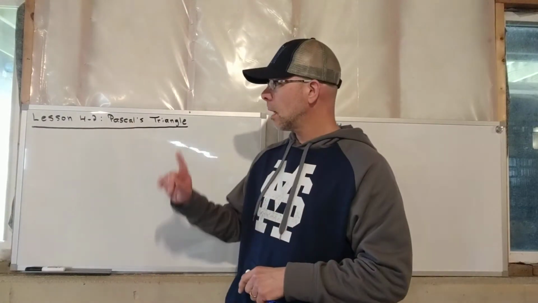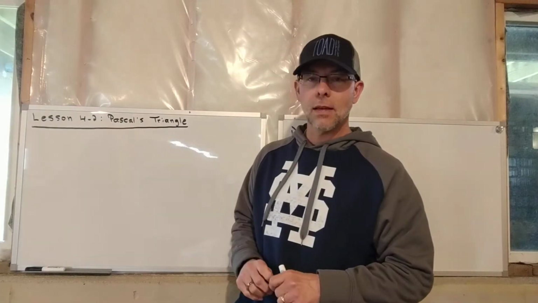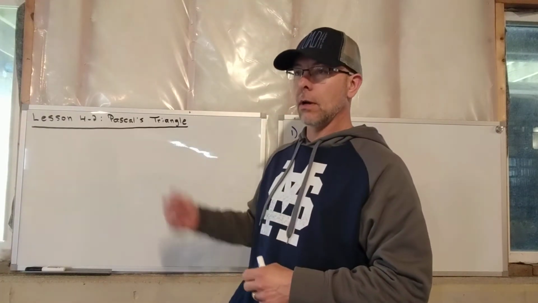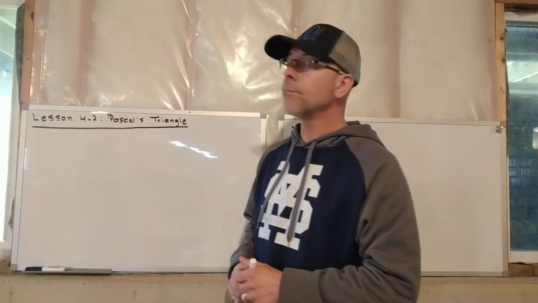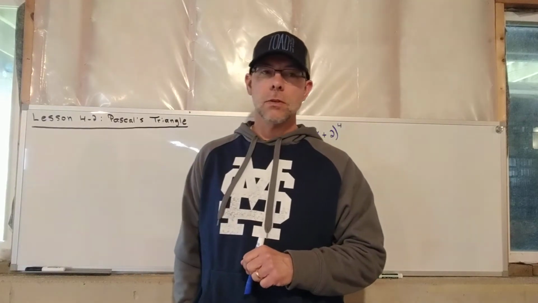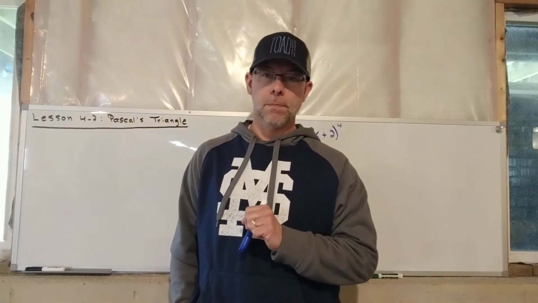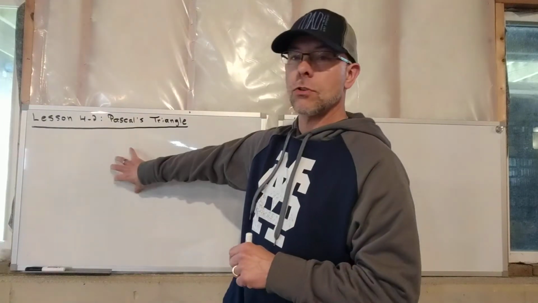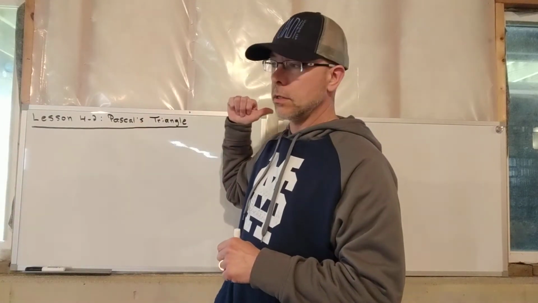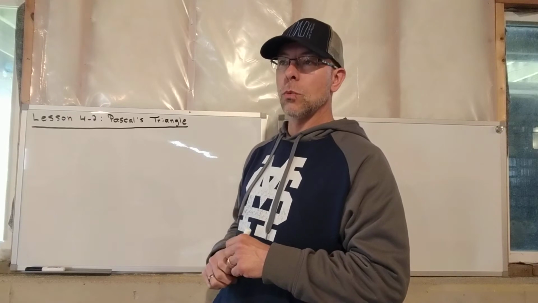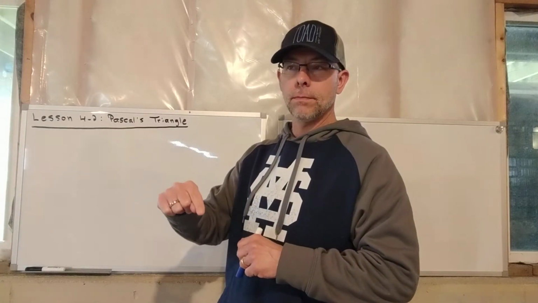Okay. This is lesson 2, and it's called Pascal's triangle. It's named after a mathematician whose last name was Pascal. Now, Pascal's triangle is a triangle of numbers. And here are the rules. I'm going to write Pascal's triangle right here, and then over to this side of the board, I'm going to show you what you do with that triangle and how you use it for problems.